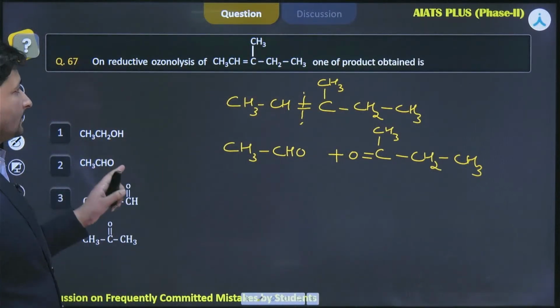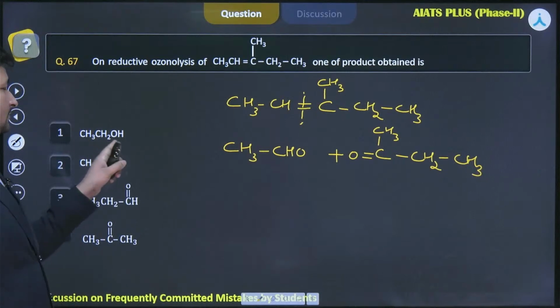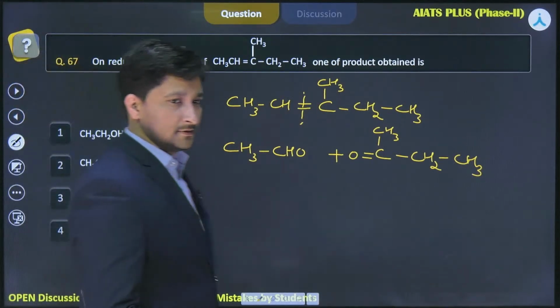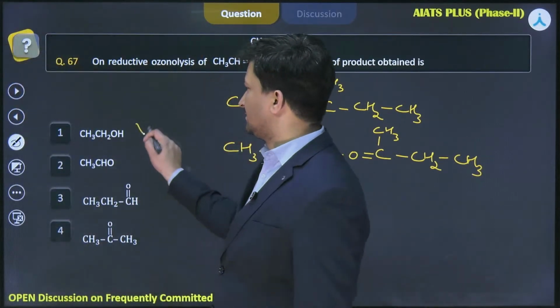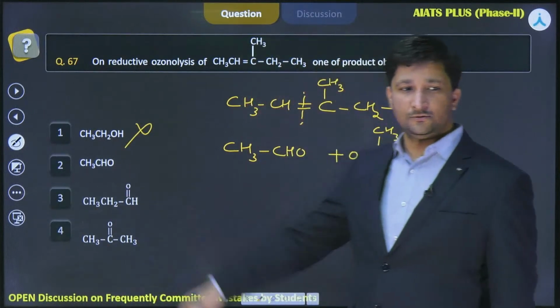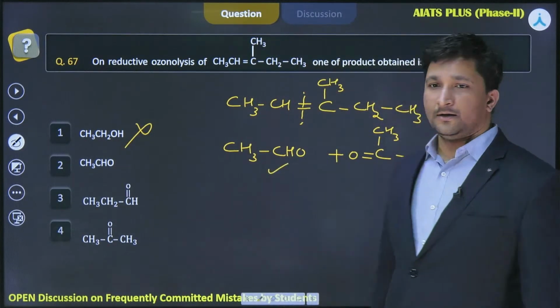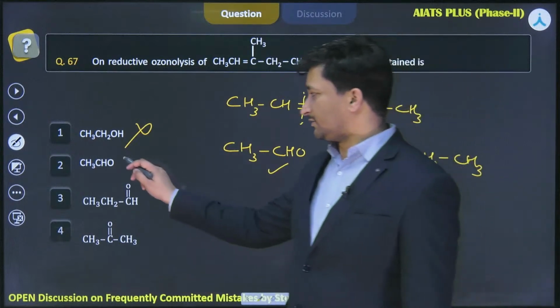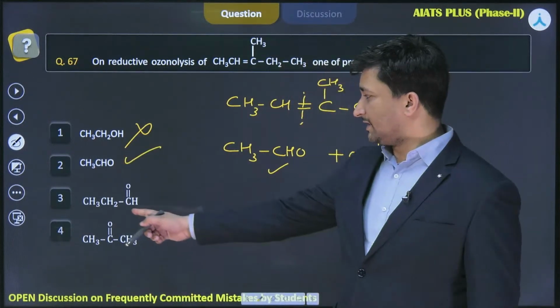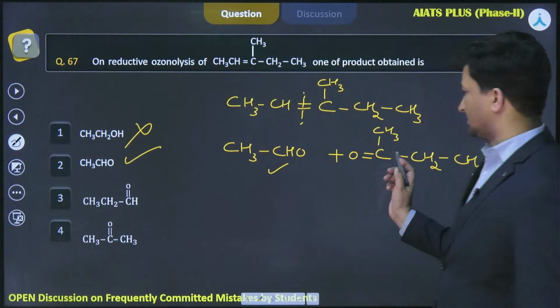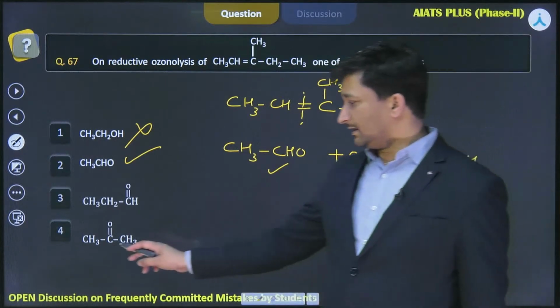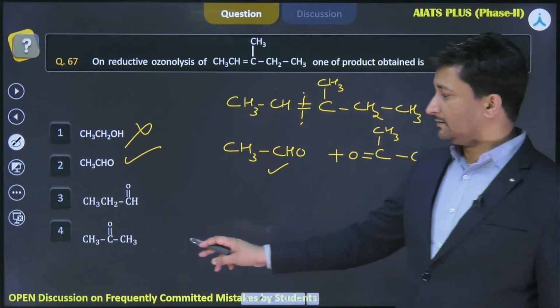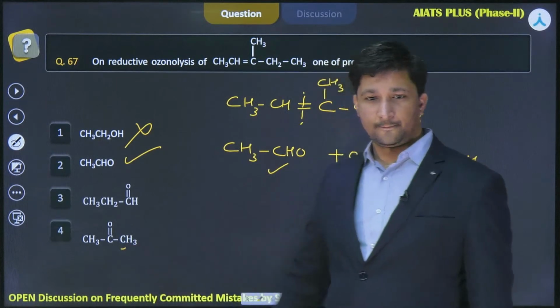Now, let's have a look. One of the products obtained is CH3CH2OH. Alcohol can't be formed. Okay. So, this one is straightforwardly wrong. CH3CHO, this is here, and this should be the correct answer. Let's have a look. CH3CH2CHO, no, this is not there. And again, in ketone, we are not going to get propanone.